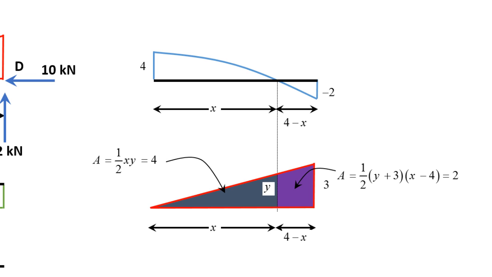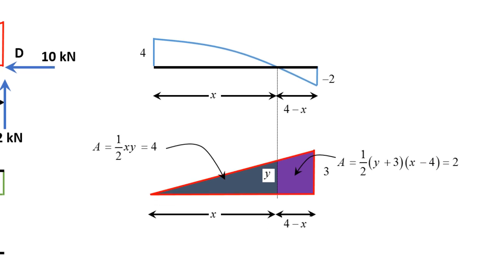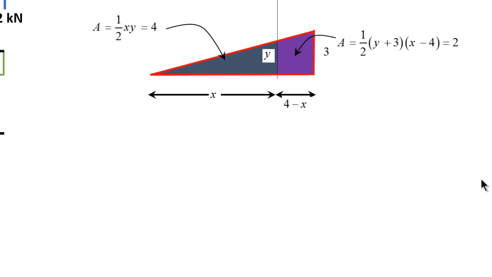So 1/2 times (y plus 3). You can look up the rule for calculating the area of a trapezoid from any website you want. But basically it's the average of the two sides multiplied by the distance between these two sides. So taking the average is (y plus 3) over 2. And the distance between these two sides is 4 minus x. And this area should equal 2, which is the value of the shear at the right.